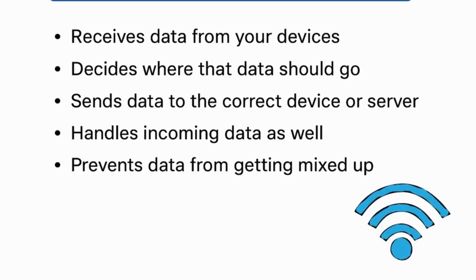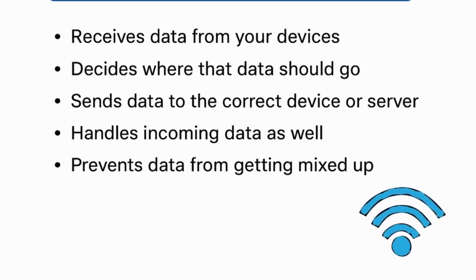The router receives data from your devices. It decides where the data should go. It sends the data to the correct device or a server, handles incoming data as well, and prevents data from getting mixed up.